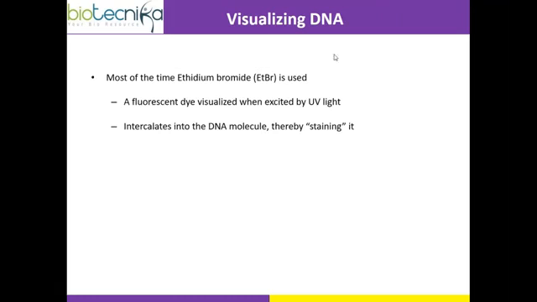Most of the DNA that is visualized uses ethidium bromide, because we know that ethidium bromide will be excited when it is exposed to UV light. When it is stained, mostly the ethidium bromide will go and bind into the DNA as an intercalating agent.